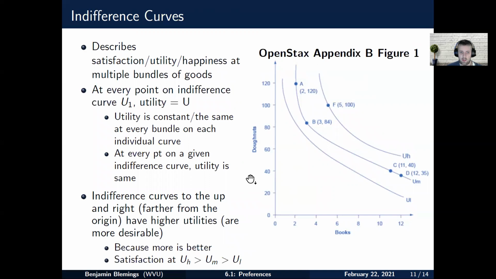So how you would read this is you would say that points A and B and C and D all have the same amount of utility, but they have less utility than point F because this utility curve is farther out from the axes than UM here. And UM is also greater than UL. Low, medium, high should make fairly intuitive sense.